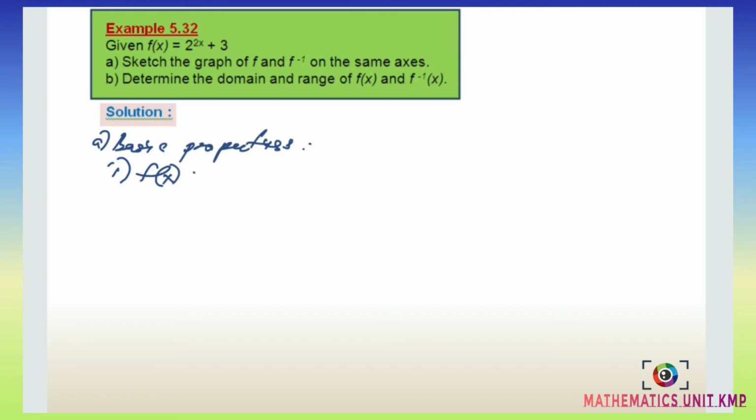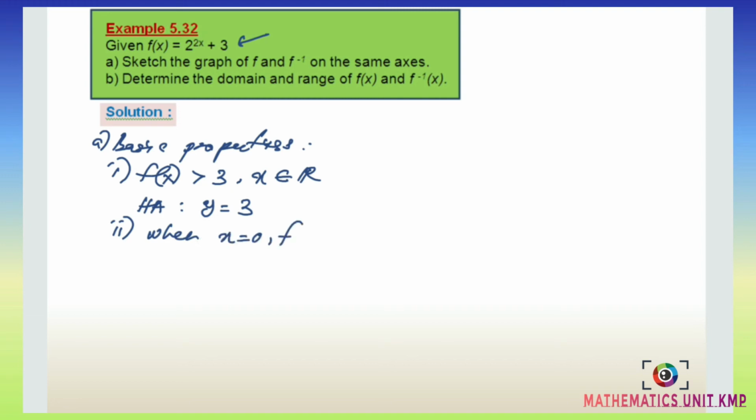First, f(x) must be greater than 3 for x an element of the real numbers. That means the horizontal asymptote for this graph is y equals 3. And find the intercept on the y-axis. When x equals 0, f(0) equals 2 power 0 plus 3. 2 power 0 is 1, 1 plus 3 equals 4.